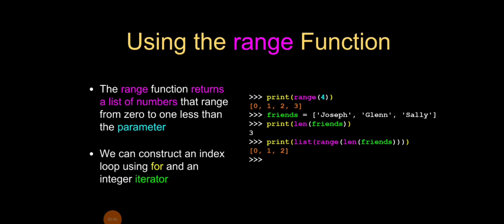First print range of 4. So here the list for 4 is 0, 1, 2, 3. Next we are using friends of Joseph, Glenn and Sally. Now we are printing the length of friends. Now the length will be 3, with only 3 elements present in the list. Next we are using print list of range of length of friends. So here the output will be 0, 1, 2.